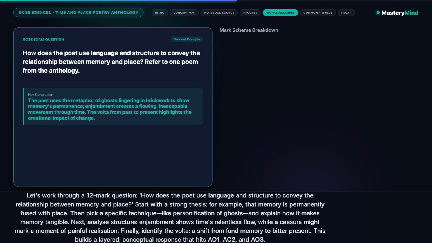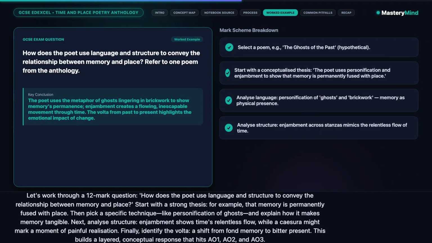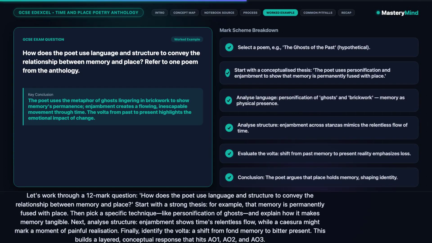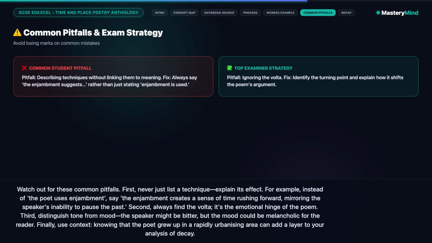Let's work through a 12-mark question: how does the poet use language and structure to convey the relationship between memory and place? Start with a strong thesis, for example, that memory is permanently fused with place. Then pick a specific technique, like personification of ghosts, and explain how it makes memory tangible. Next, analyze structure. Enjambment shows time's relentless flow, while a caesura might mark a moment of painful realization. Finally, identify the volta, a shift from fond memory to bitter present. This builds a layered, conceptual response that hits AO1, AO2, and AO3.